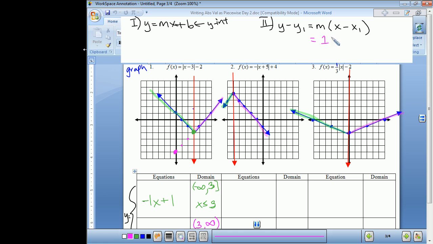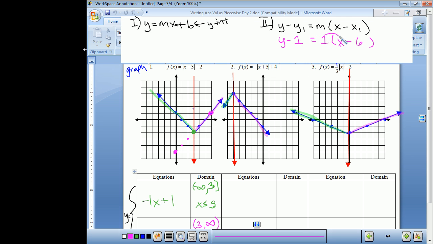Positive 1. And I know that it passes through, let's pick a point that it passes through. How about this one right here? We know it passes through this point. Do you see that it goes through that point? So 1, 2, 3, 4, 5, 6, 1. So this equation, you can definitely tell represents that line.